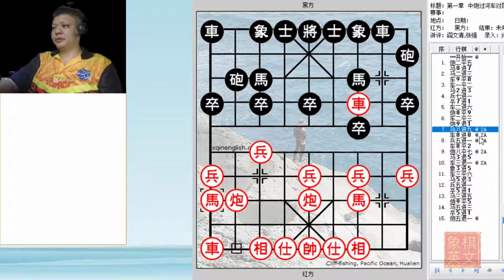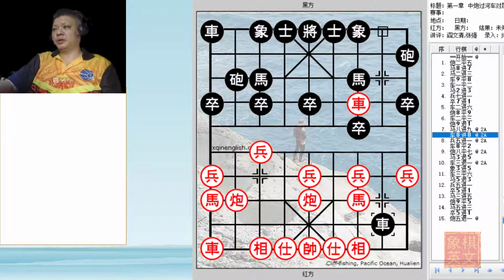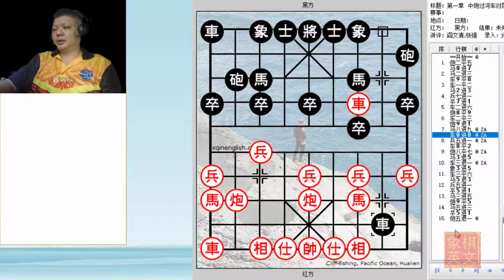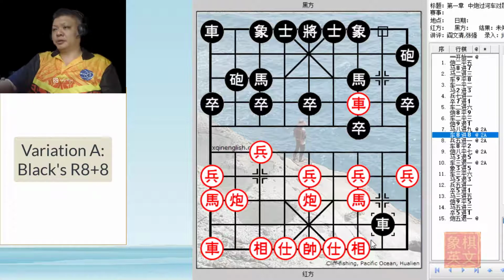There are 2 variations. First would be r8 plus 8. The second will be r8 plus 5. Now in the first variation, r8 plus 8, again black attacks red's throat rank.